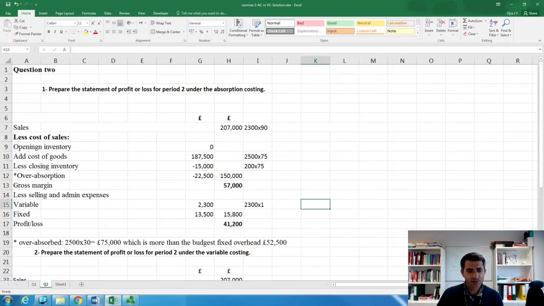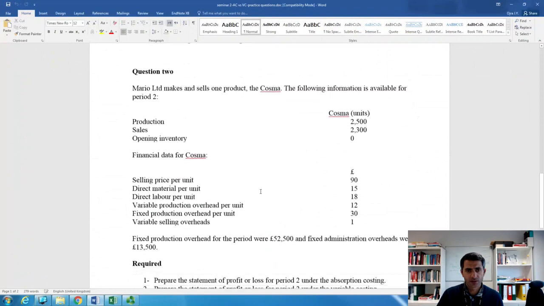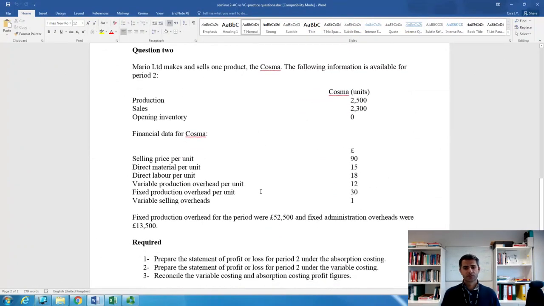Right, now let's have a look at question number 2. For question number 2, we have a production of 2,500 units, and also we have sales of 2,300.